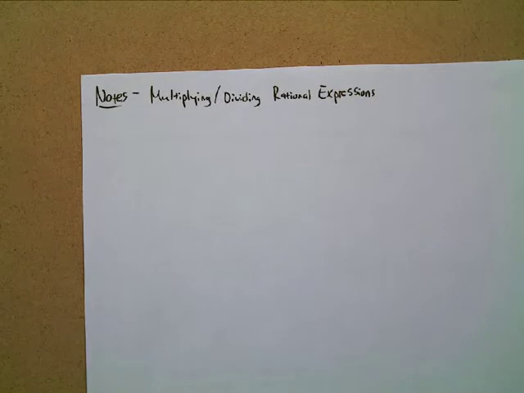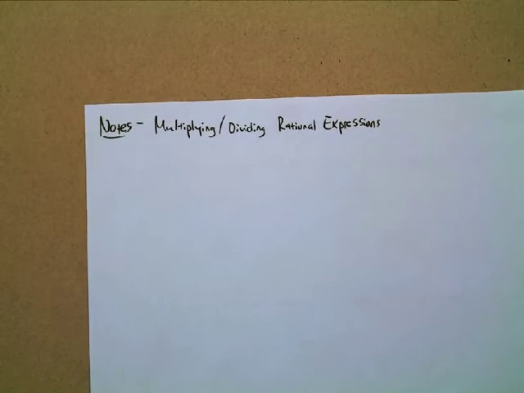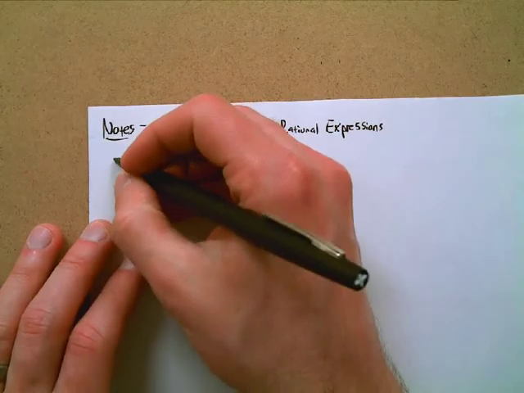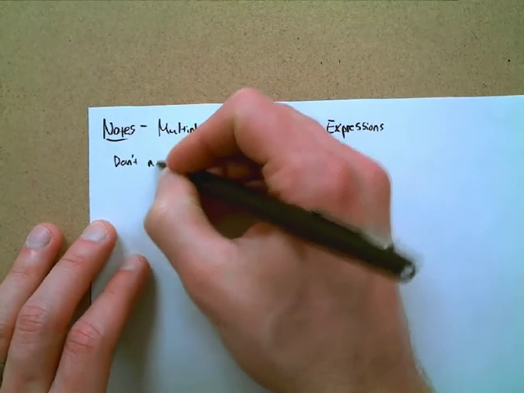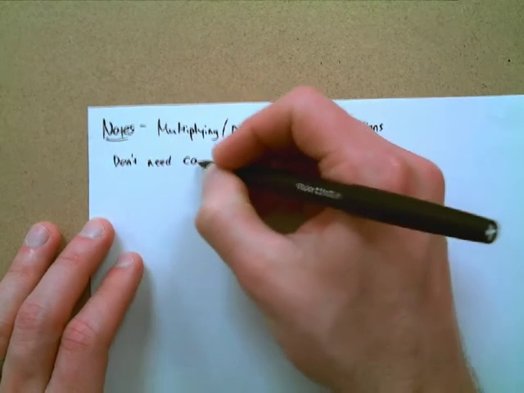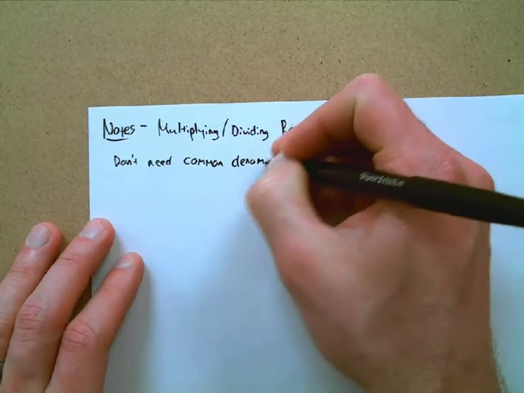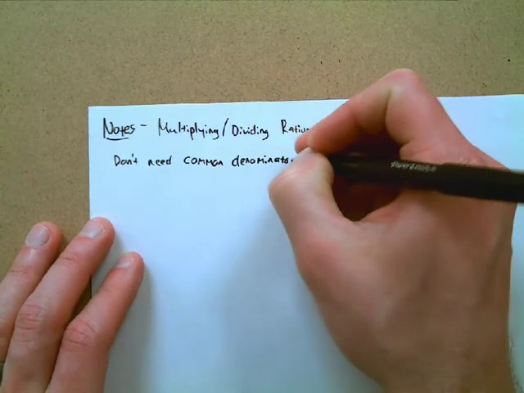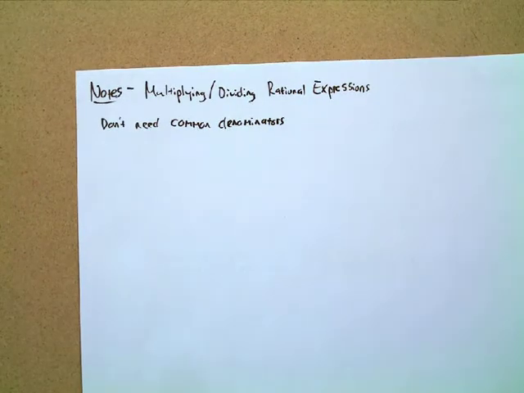Okay. So again, with multiplying and dividing, the key thing here is that you don't need common denominators, which is huge. You can just jump right in, if you want to, to the multiplying and stuff like that.